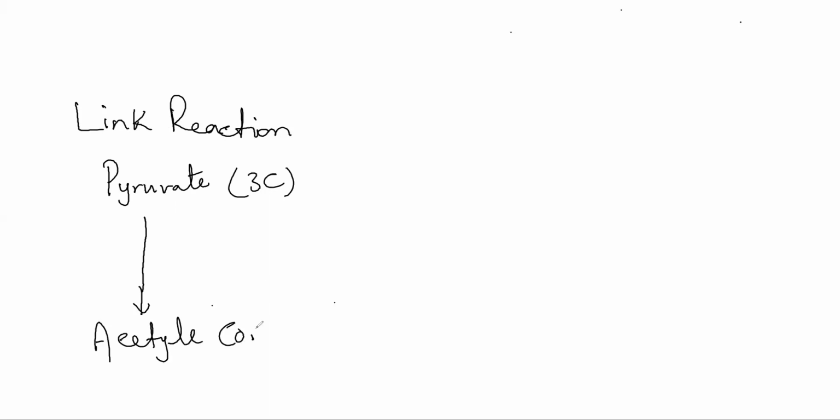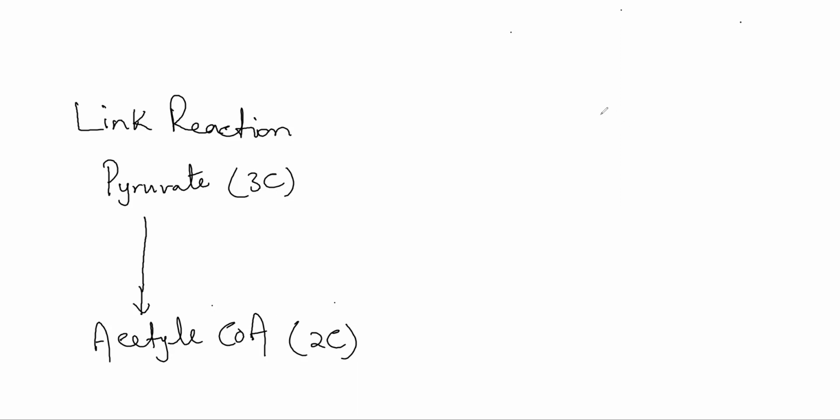So pyruvate is there, which is 3 carbon, and in the link reaction, the ultimate product from the pyruvate is acetyl coenzyme A, right? And this is a 2 carbon molecule. And on the way, from the conversion of pyruvate to acetyl coenzyme A, pyruvate gets dehydrogenated, it gets decarboxylated, and then it combines with coenzyme A to form acetyl coenzyme A.